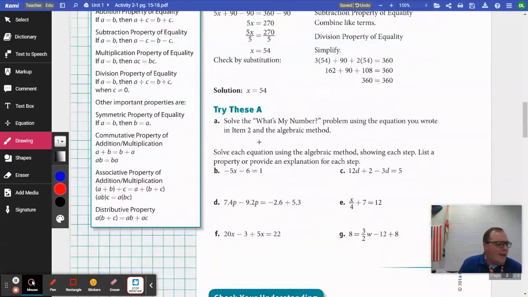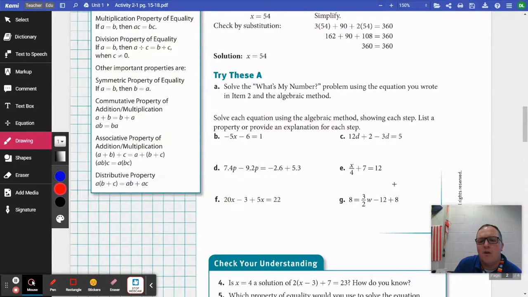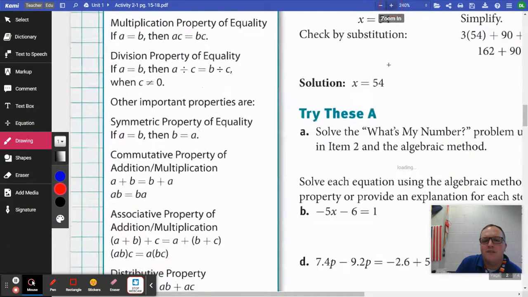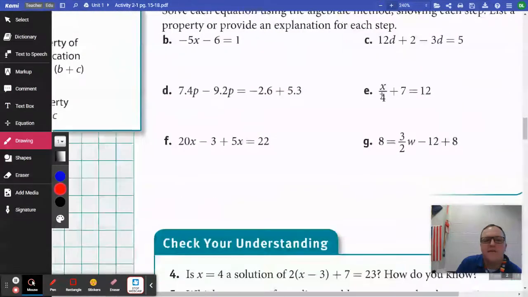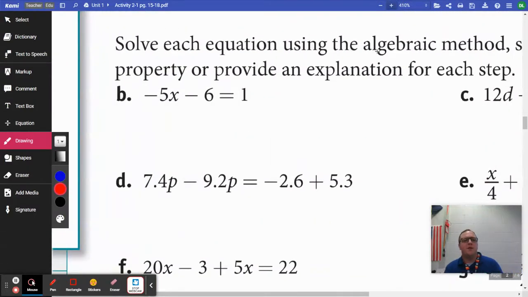All right. So A says to solve the what's my number problem using the equation you wrote in item 2, using the algebraic method. I am probably going to need some extra room. There's no way you can do all this on a single sheet. I'm going to zoom in because it'll give me more room to write, but for you, you may need to use a separate sheet of paper.